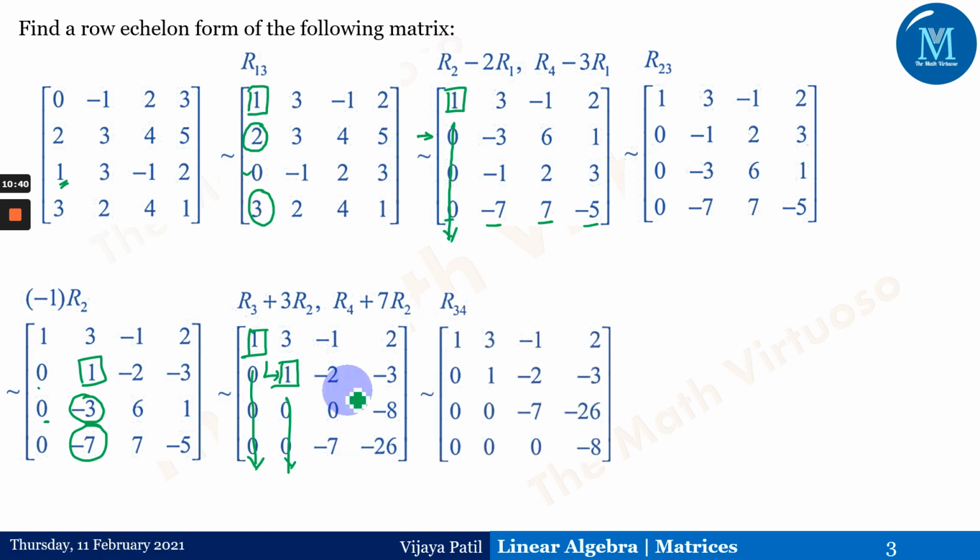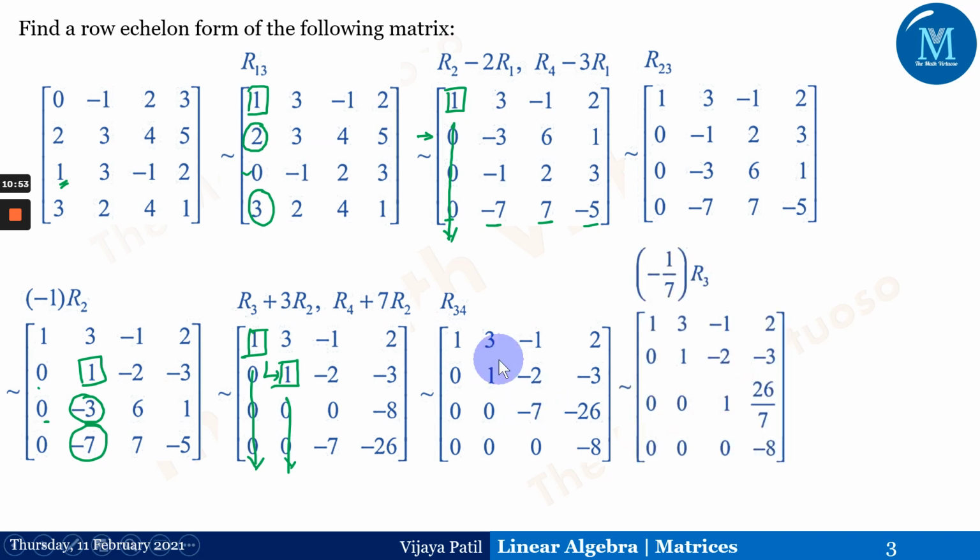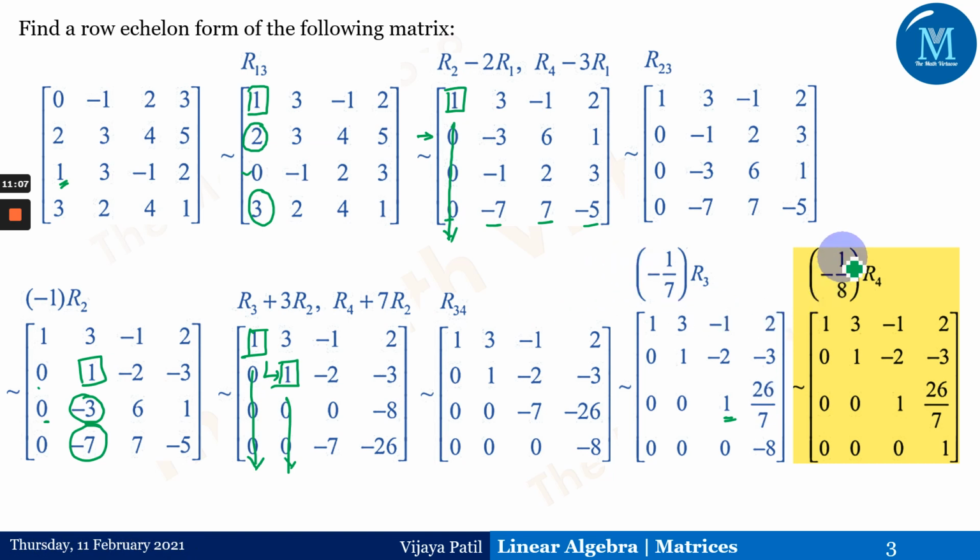But for that reason, I have to go the way which we have done it here. The same way, R3 and R4, we are just swapping it out. We have got it here minus 7, but we don't want minus 7 here. We want 1. The transformation would give me minus 1 by 7 times R3. So this minus 1 by 7 times R3 becomes 1 over here. Now what is to be left? This minus 8, I want it as 1. And that would be done by minus 1 by 8 times R4.